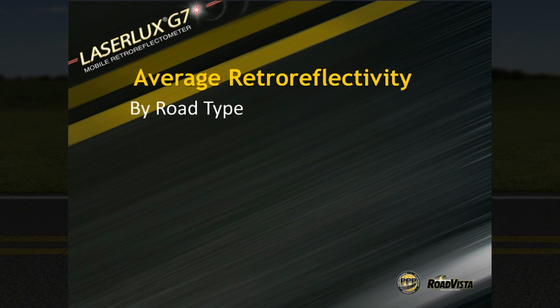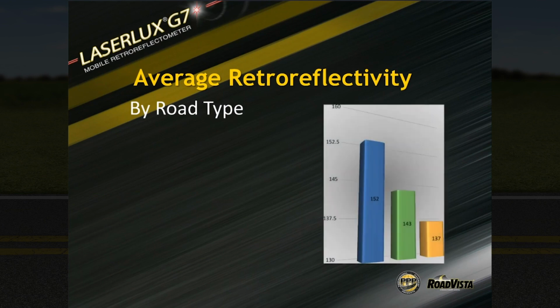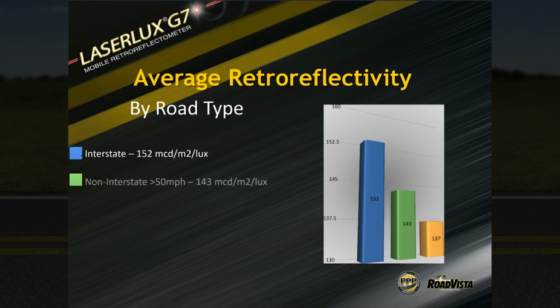Average retroreflectivity. So the average by road type was, of course, on the interstate, 152 millicandela per meter squared per lux, probably to the discomfort of some of the top engineers out there. I'm just going to say millicandela. As we move forward, non-interstate over 50 miles an hour was an average of 143 millicandela, and non-interstate under 50 miles per hour was 137 millicandela.